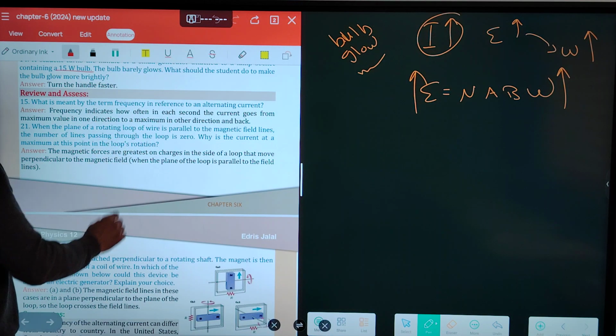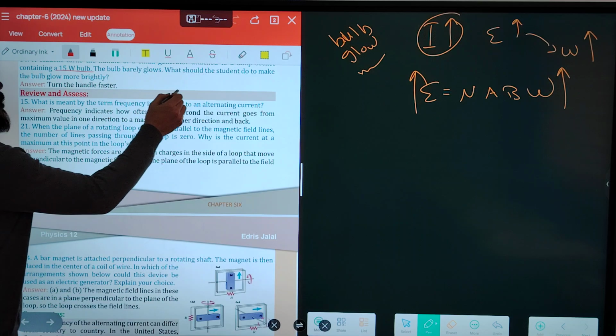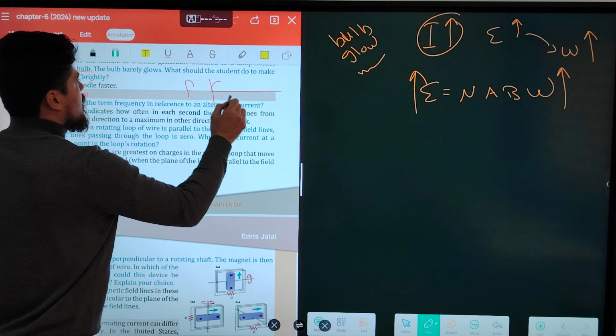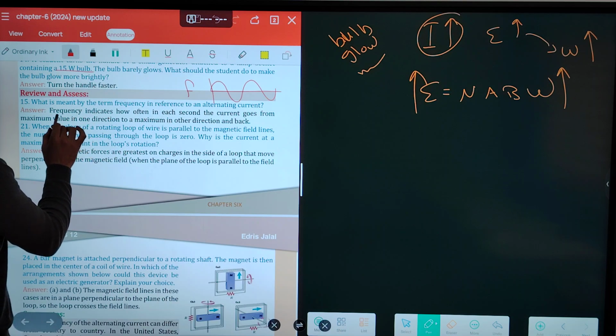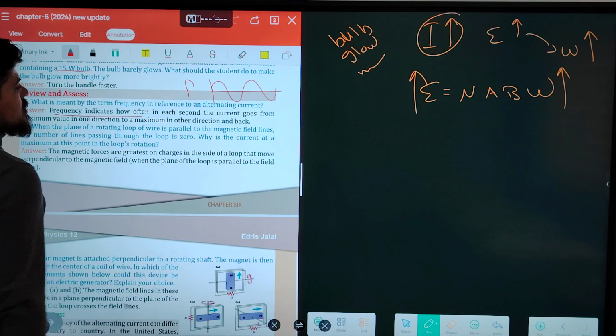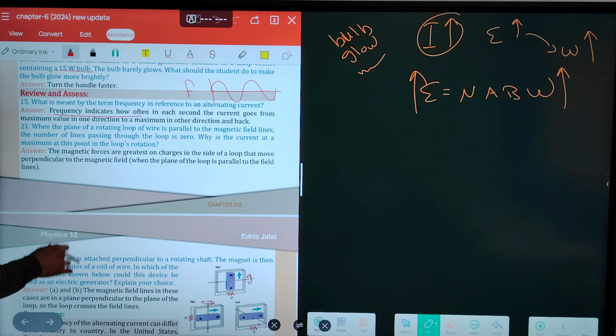What is meant by the term frequency in reference to alternating current? What do you mean by frequency in alternating current? Frequency indicates how often in each second the current goes from the maximum value in one direction to the maximum in the other direction and back.